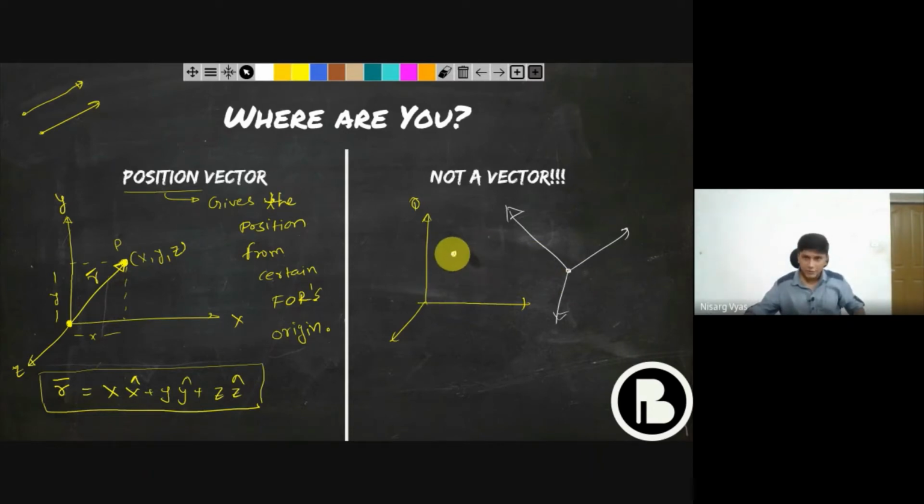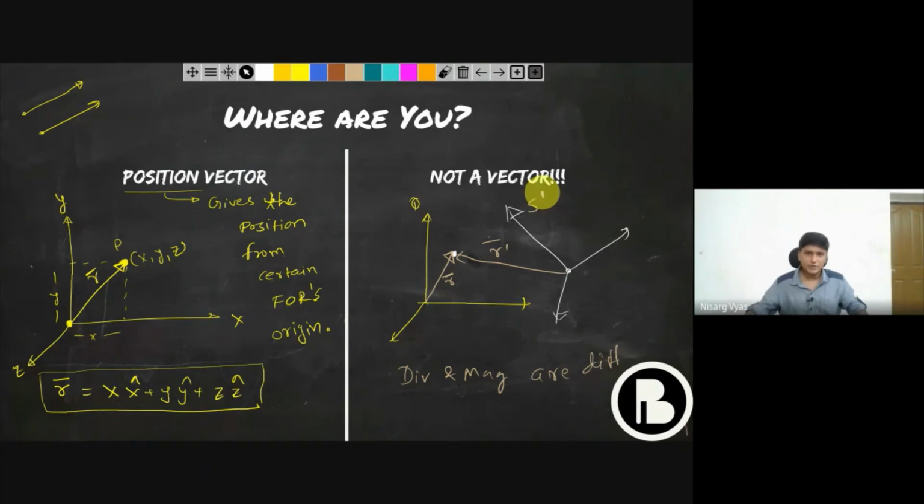Now, if you want to find out the position of this point in both reference frames, it will not be the same. For the first reference frame, this position will look like this. From the other reference frame, this position will look like this. So I will call this R dash and this R, and both are not the same. So the position vector is not a vector in itself because it changes its direction and magnitude in each and every reference frame. So they are different for different reference frames.